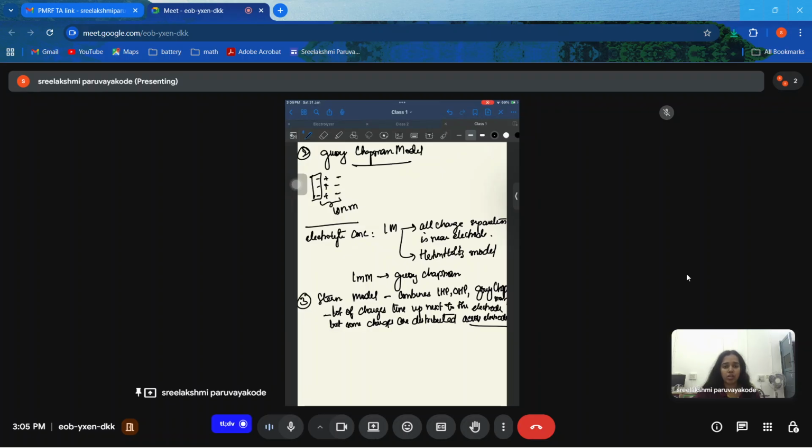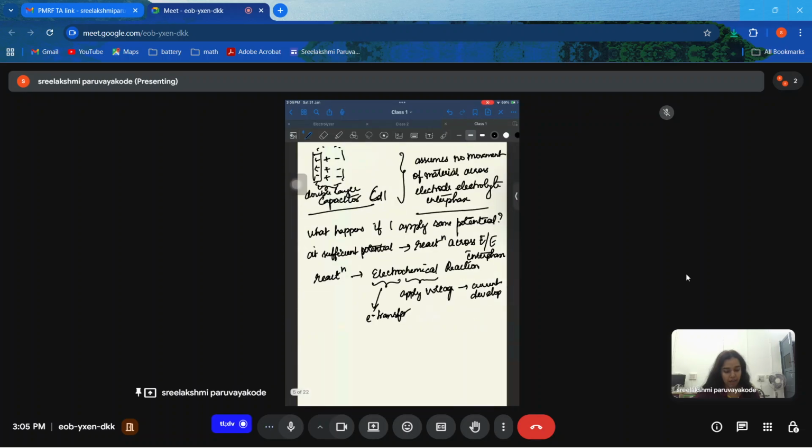Then the Stern model is something that combines the IHP, OHP, and the Gouy-Chapman model, and it says most of the charges line up next to the electrode, but some of them get distributed across the electrolyte. That's about the Stern model. Then we saw the charges lining up. So basically, that's the charge separation and it's getting lined up. So there is no movement of material happening, but just a charge separation, which we say is a double layer capacitance. So here no reaction is happening.